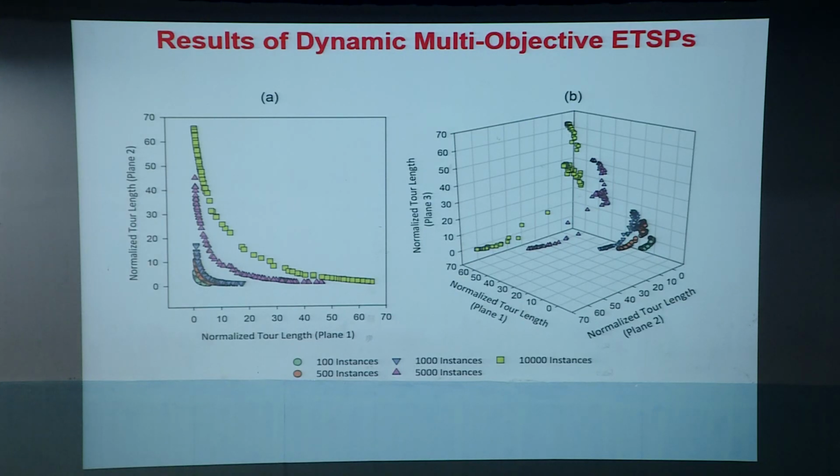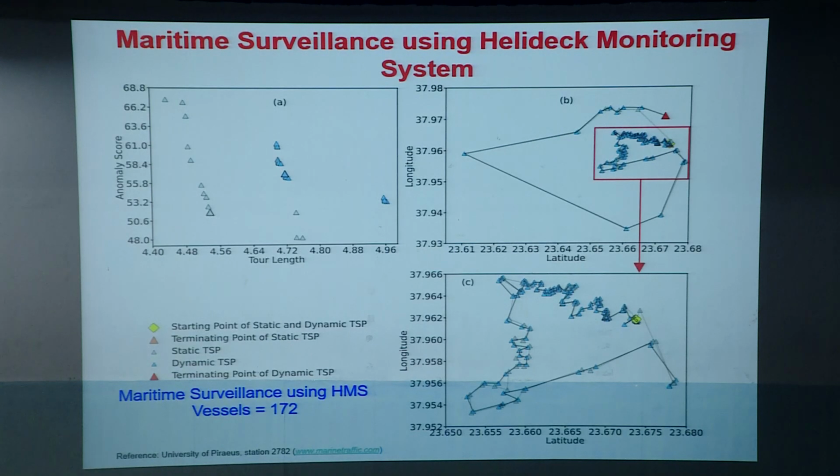We have again extended this for bigger problems up to 10,000 cities, and you can see that the results are nearly optimal. We have also extended it for the 3 objective problem, and these are the Pareto fronts for the 3 objective problem. Okay, so this is the last problem. This is the marine access, the monitoring of the vessels in the marine. That is what has been done here.